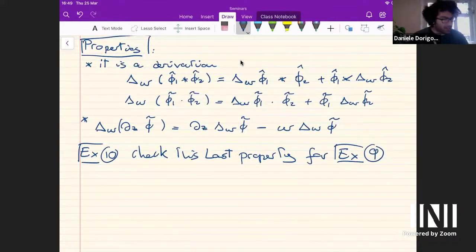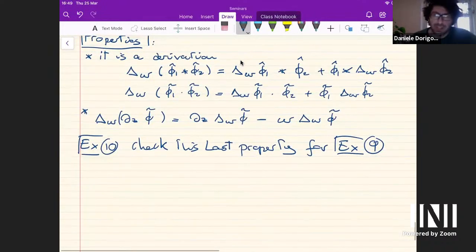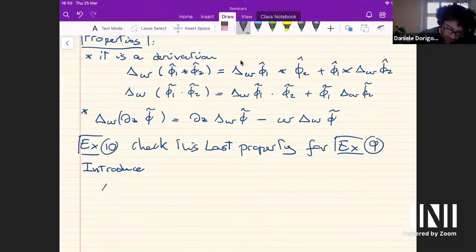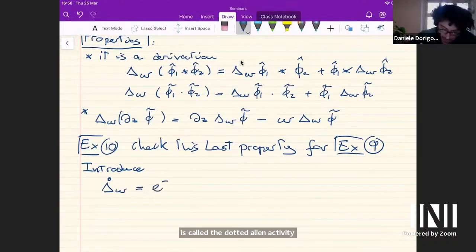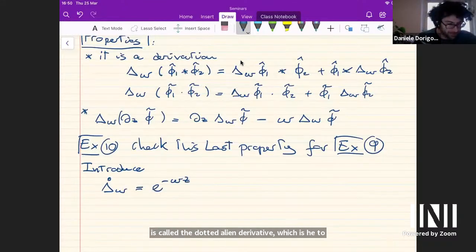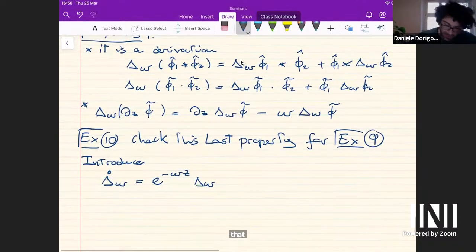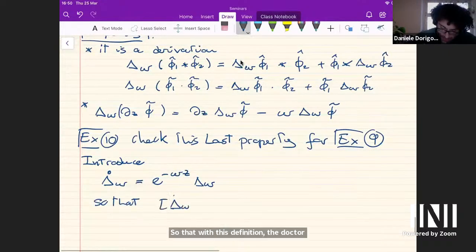This last property tells us that there is actually a slightly better object to use compared to the alien derivative. So we can introduce what is called the dotted alien derivative, which is e to the minus omega z delta of omega. So that with this definition, the dotted derivative does commute with the standard derivative.